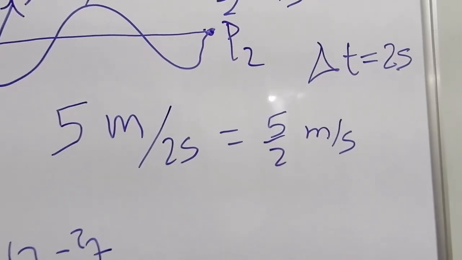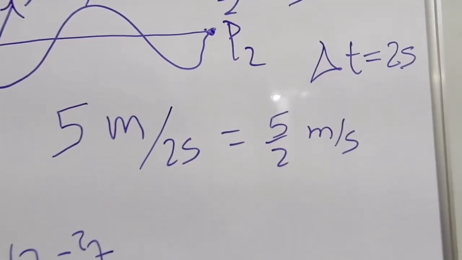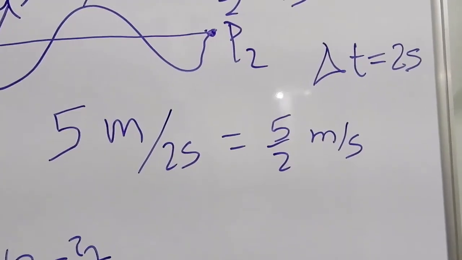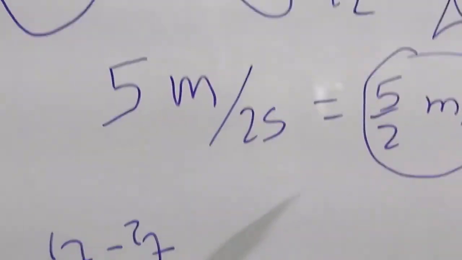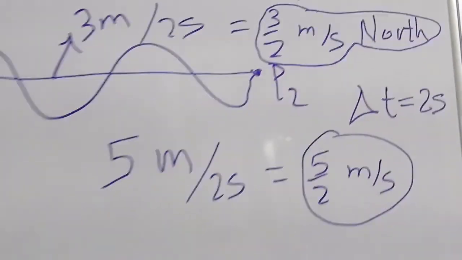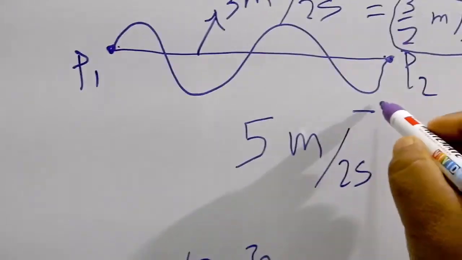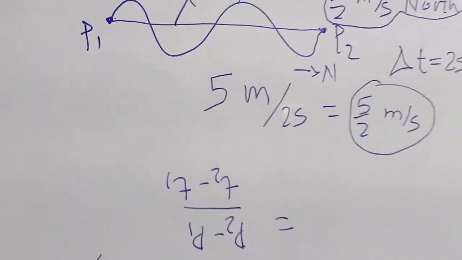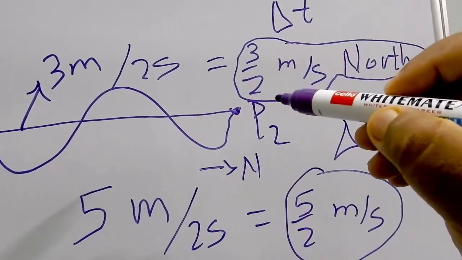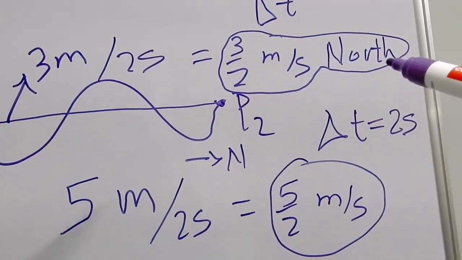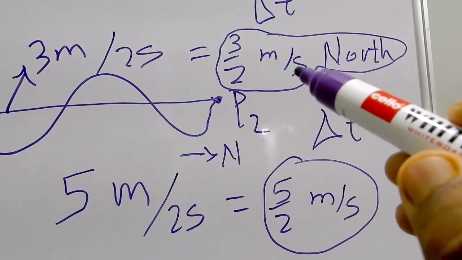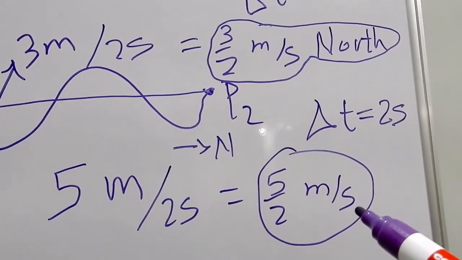So the average speed is 5 by 2 meter per second. Meanwhile, the average velocity is 3 by 2 meter per second north, let's say if this direction is north. So as you can see, the average velocity is 3 by 2 meter per second in the north direction as a direction also. Meanwhile, the average speed is 5 by 2 meter per second, which is very different from the average velocity's magnitude of 3 by 2 meter per second.